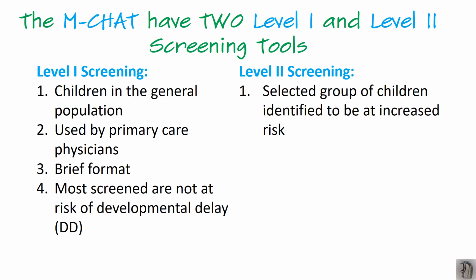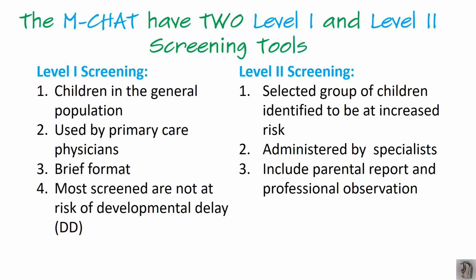Whereas in level 2, a selected group, after level 1 you will get some group of children, and that selected group of children will be identified as screened at risk. This will be administered by the specialist and includes parents' reports and professional observation. All the information will be taken by the professional or a specialist. It is more time consuming, where the professional spends more time observing and assessing the child. So anyway, it's time consuming.